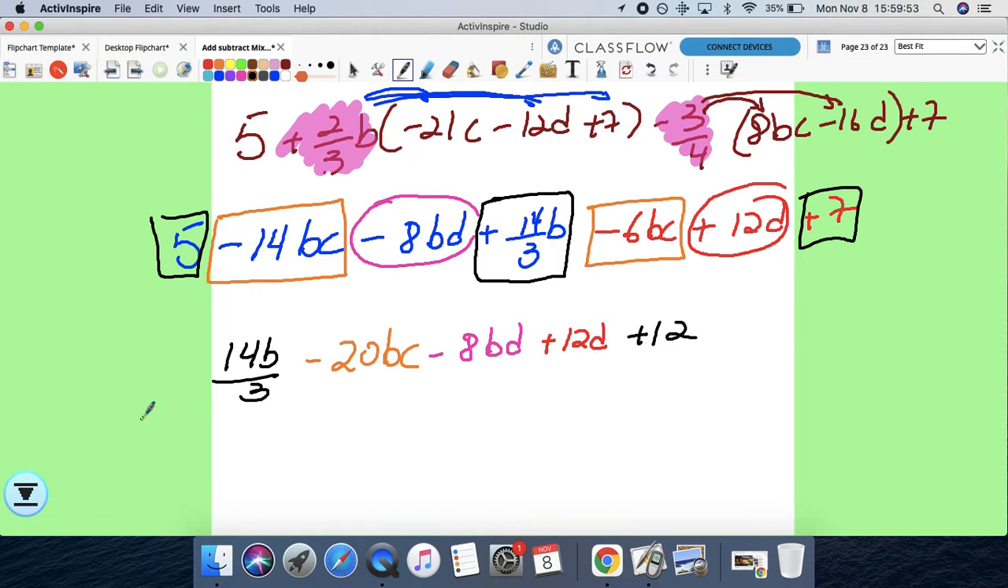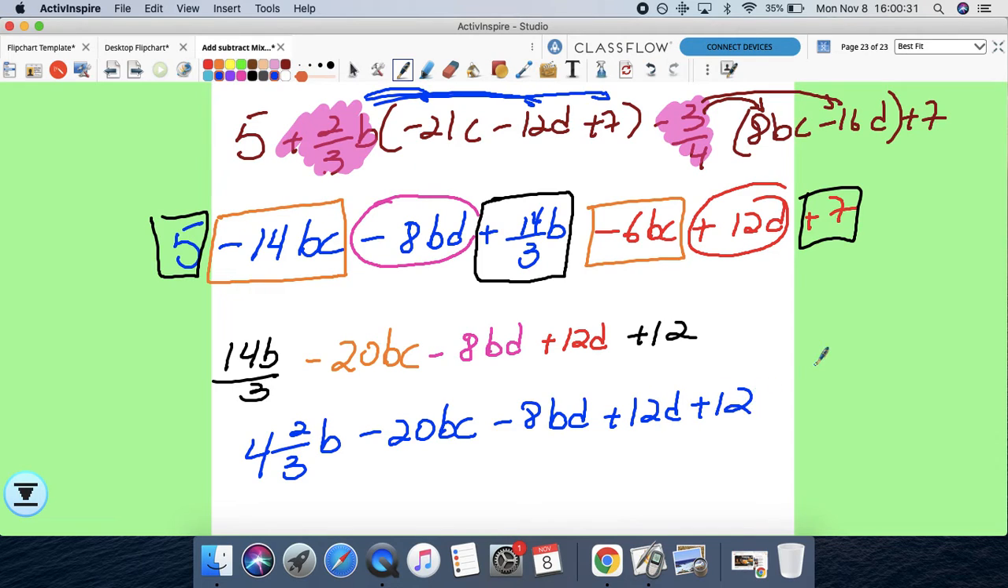Let's see if I combined all this correctly. That looks okay. The BDs, 8BD. And then just to make the final change here, 3 goes into 14 4 times, which is 3 times 4 is 12, 2 left over. So 4 and 2/3 B, and then I'm going to repeat everything. 8BD plus 12D plus 12, and I hope that's right.